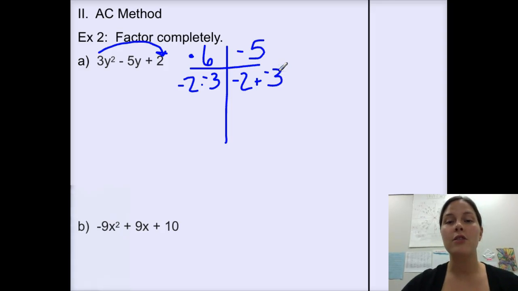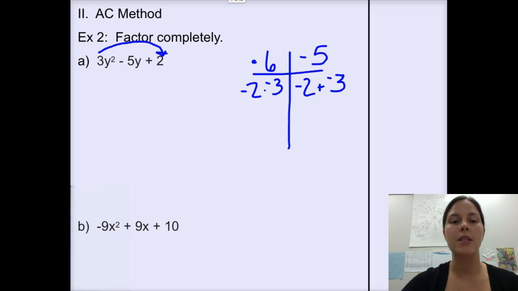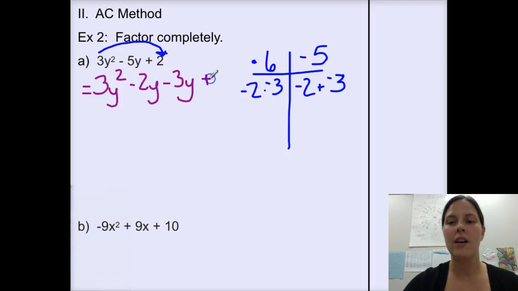What we do with these, there's no shortcut on this one, so we're going to rewrite that middle term using those 2 numbers we found. So we start with 3y squared. -5y equals -2y minus 3y, and then we have our plus 2. Once we've rewritten our trinomial as a quadnomial, we can factor by grouping.